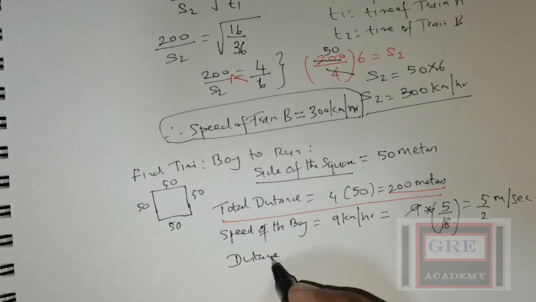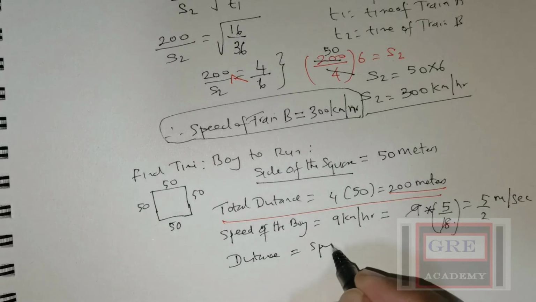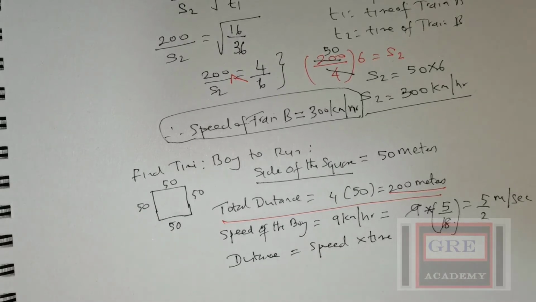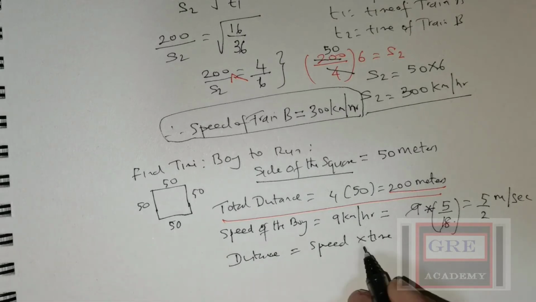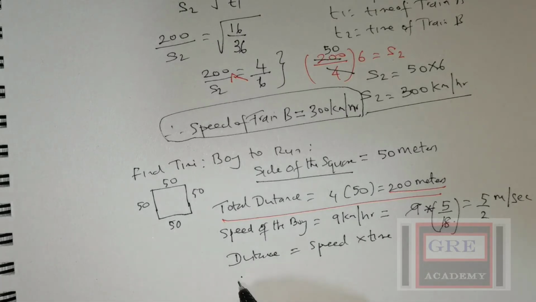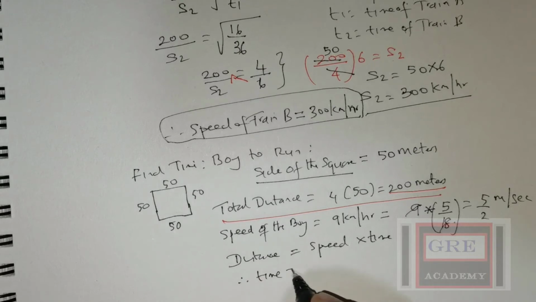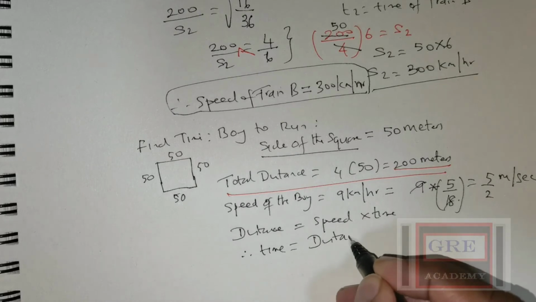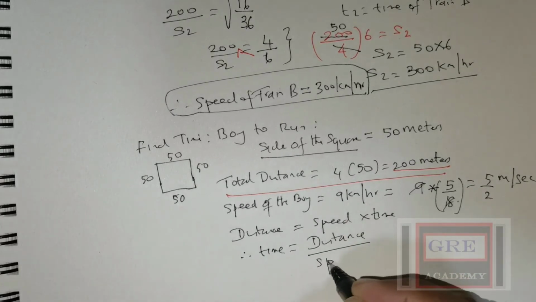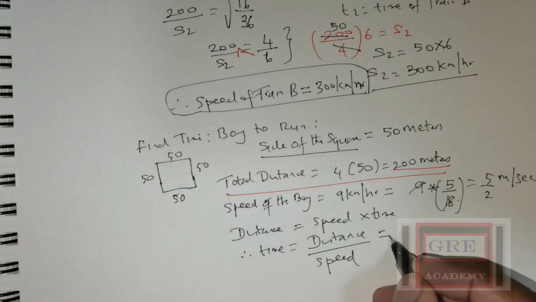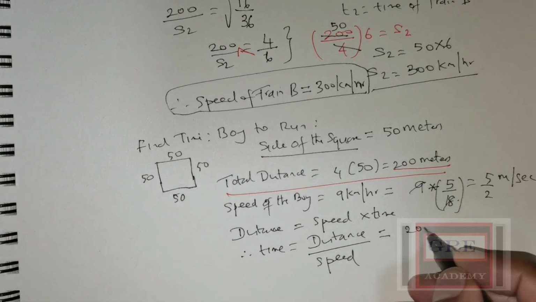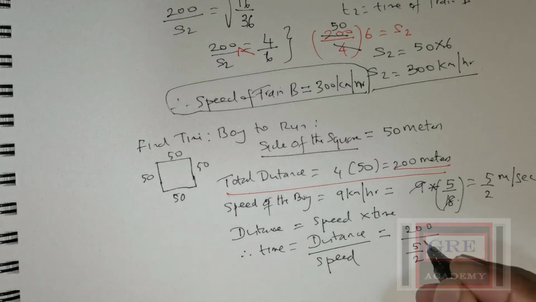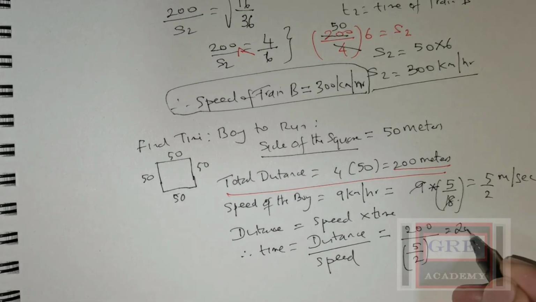Distance is equal to speed into time, and therefore from here I need to find the time. So time is equal to distance divided by speed, which is nothing but the distance is 200 meters and the speed is 5 divided by 2, which is equal to 200 times 2 over 5.